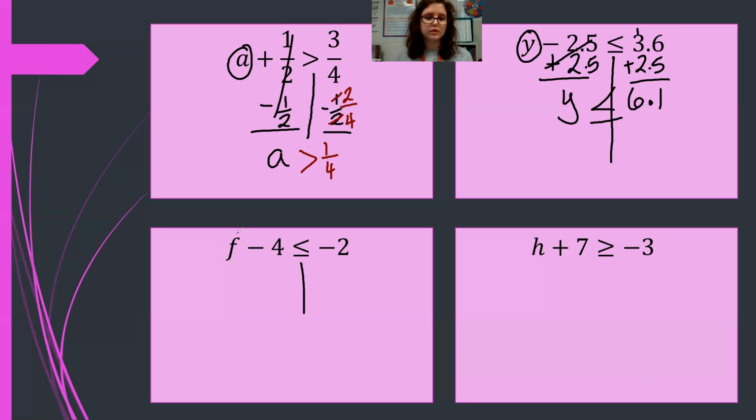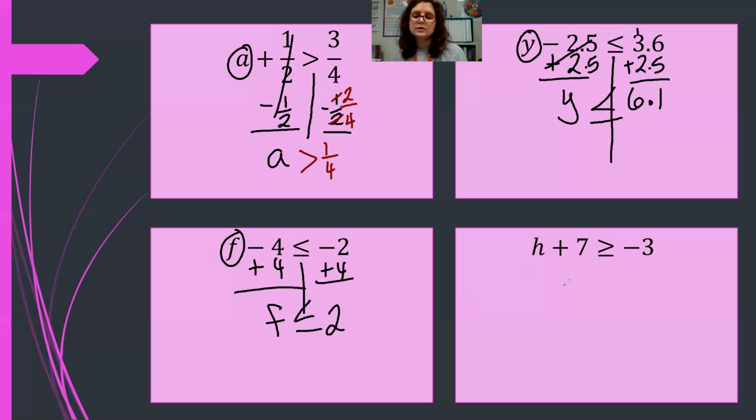Okay, let's move on. F minus 4 is less than or equal to -2. We undo subtraction with addition. So we have F on one side. -2 plus 4, different signs tell me I need to subtract. So 2, I have more positives. This is a positive answer. So F is less than or equal to 2.